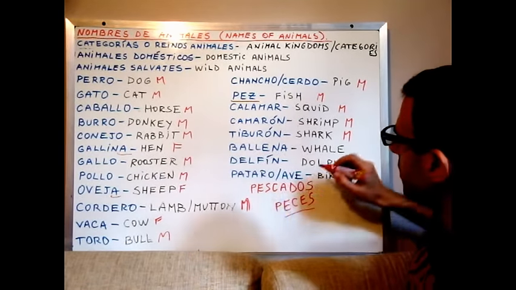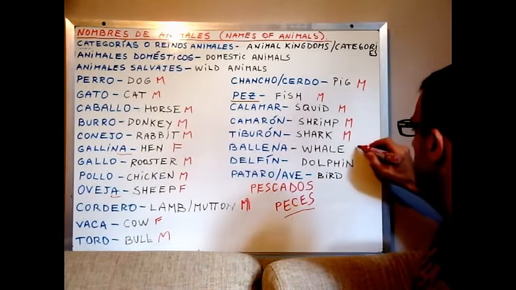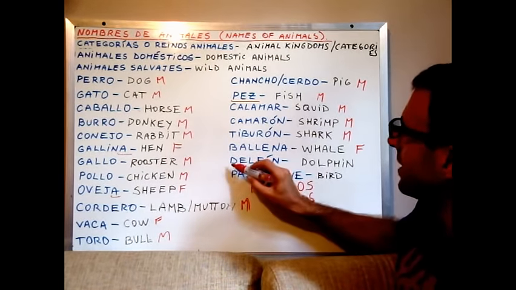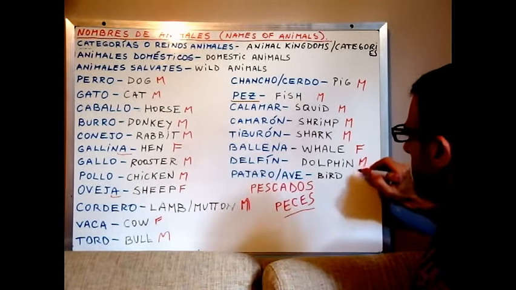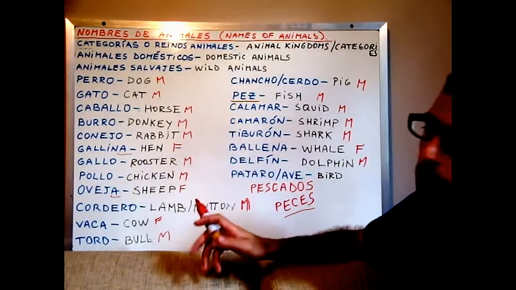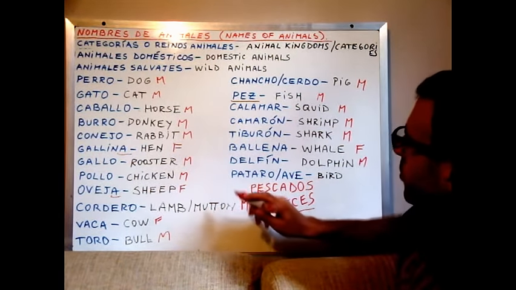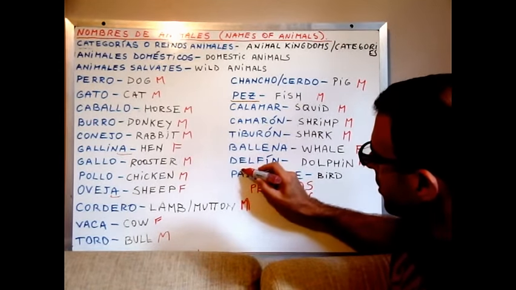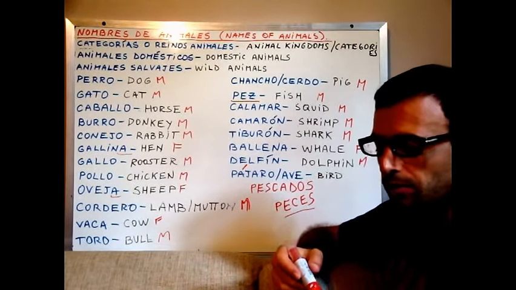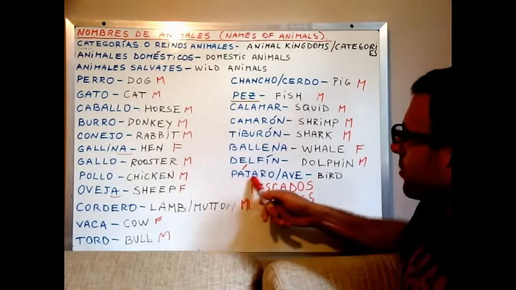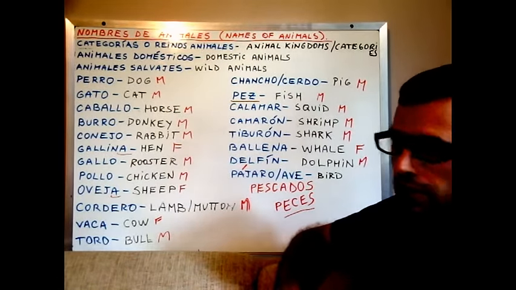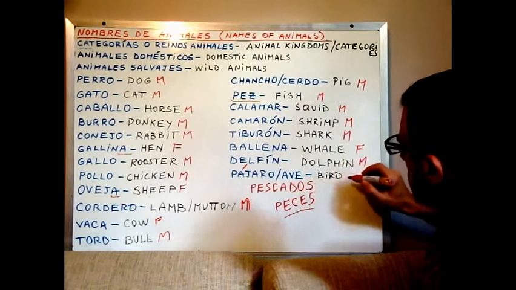Ballena is a whale. Of course, ending in A is feminine. La ballena. And the dolphin is delfín. El delfín, masculine. And the last one in our list is a bird. We can say pájaro. Sorry, I forgot the tilde here. Pájaro or ave. These are synonyms for bird. Pájaro and ave. These are two words that mean the same thing.